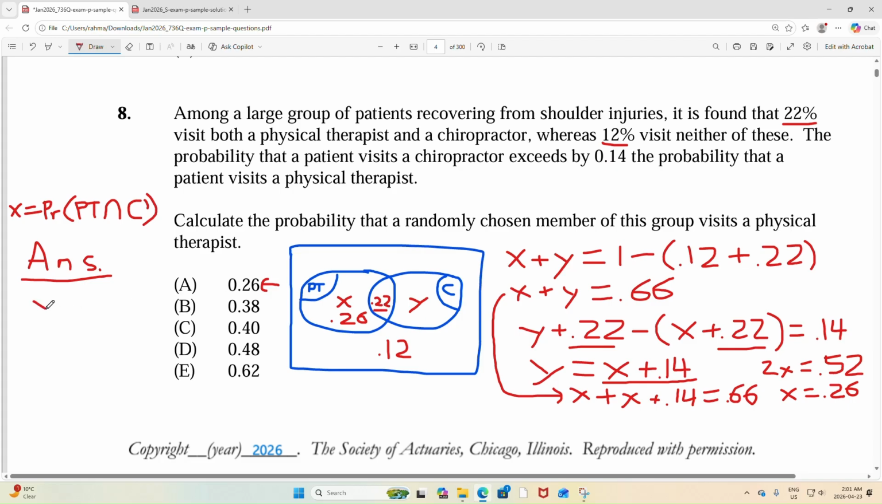So the answer is actually going to be X plus 0.22. And X is 0.26. So 0.26 plus 0.22 is 0.48. So this is the answer.